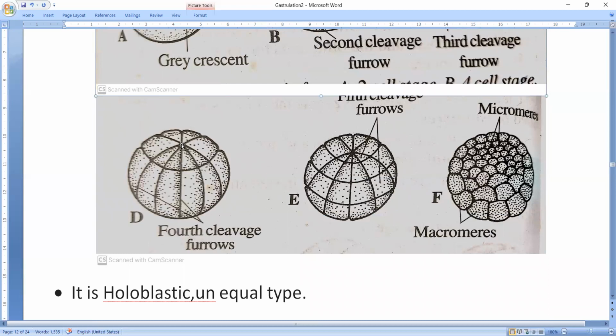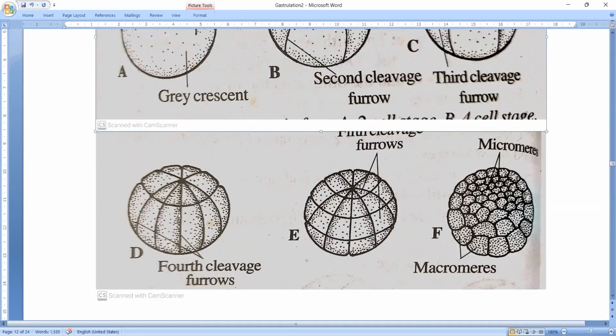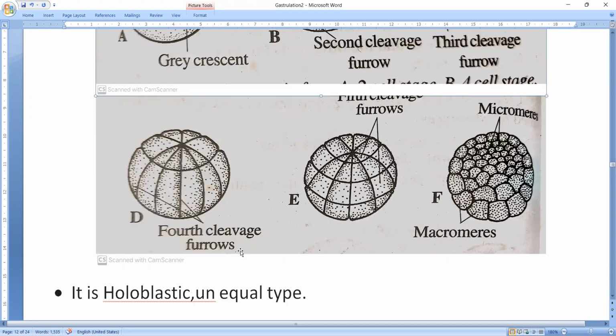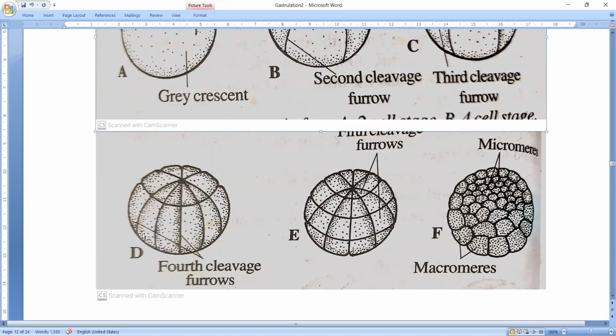Fourth and fifth ones are meridional. Fourth and fifth occur at a time, which produces 16 cells, out of which 8 are micromeres and 8 are macromeres. Simply, that is considered the fourth division. And the fifth one is double. Here the fourth one is double and the fifth one is also double.